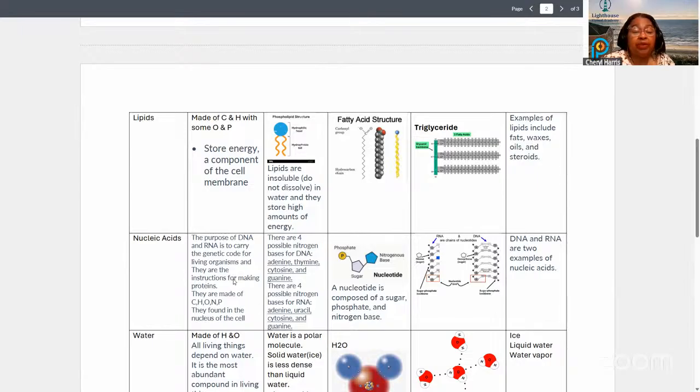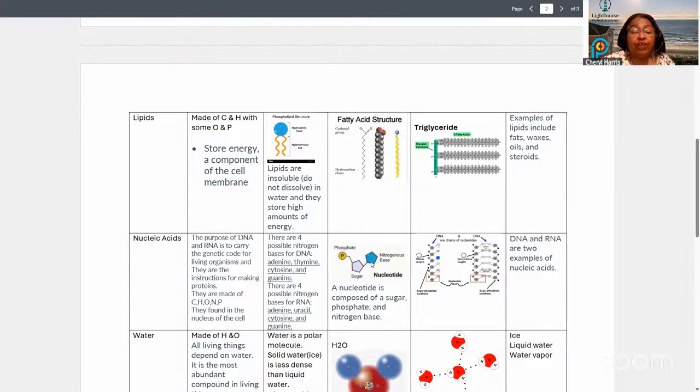Its monomer is the nucleotide, and a nucleotide is made up of a sugar. And actually, this picture is showing you a pentose sugar, which is RNA. Deoxyribose is not a pentose sugar, but it's a hexagon sugar. Okay, it's going to be connected to a nitrogen base and a phosphorus.